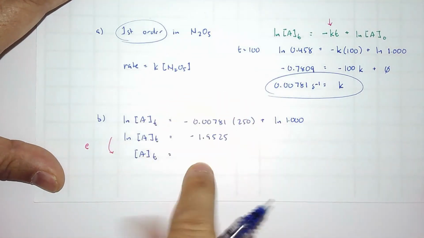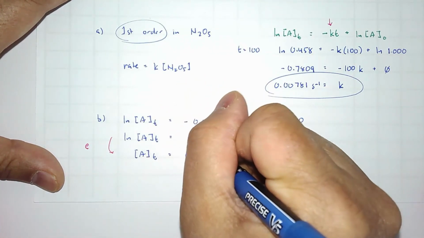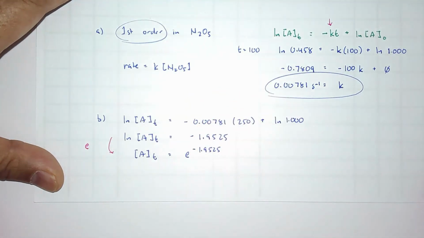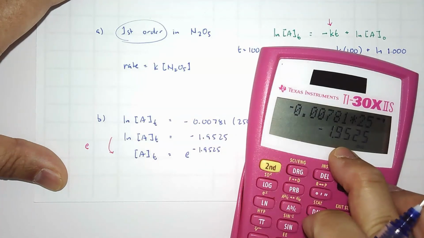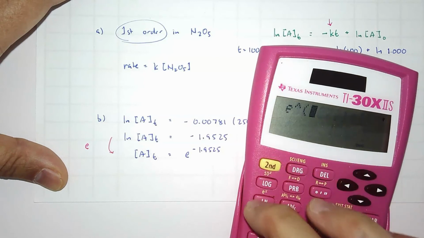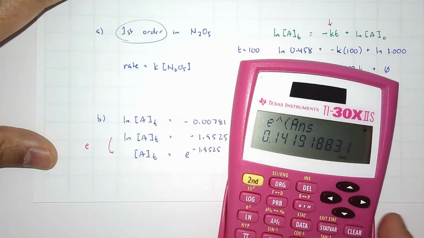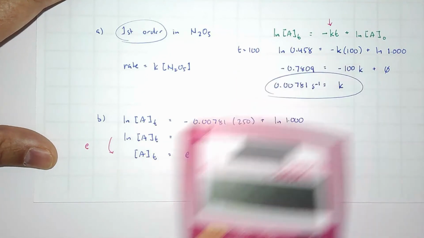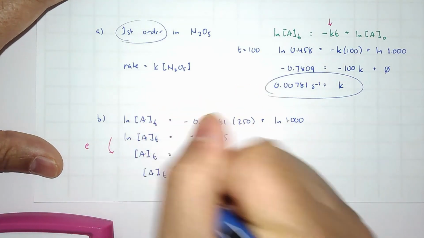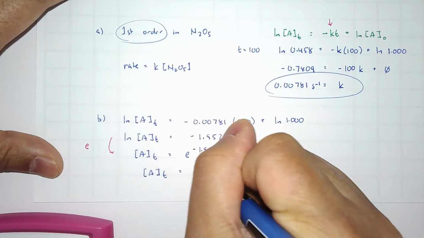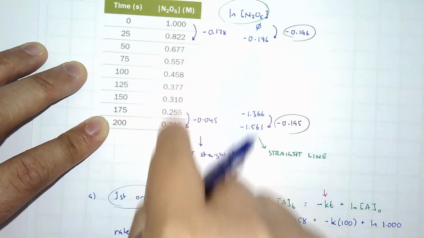Let me show you what you do with this number. It's e to the negative 1.9525. Boy, I'm hoping that works out. So I have that number already saved, the negative 1.9525. e of that answer equals, thank you. I was half expecting syntax error, but it gave me a number. That concentration at 250 seconds equals 0.142. It is molar. Okay.